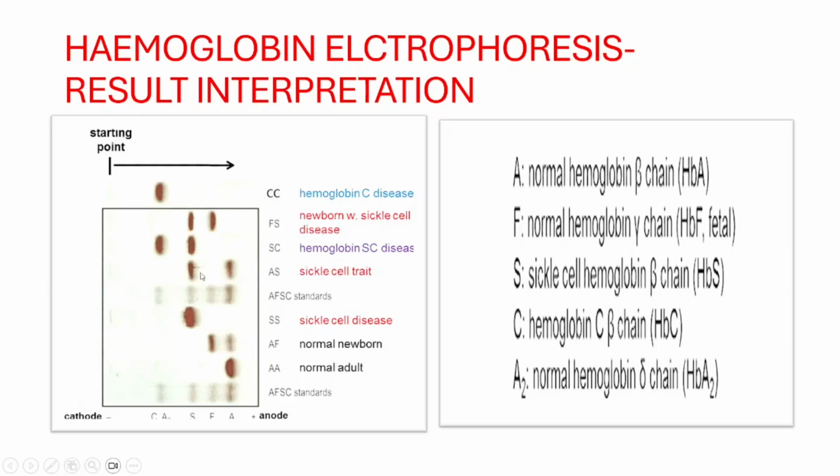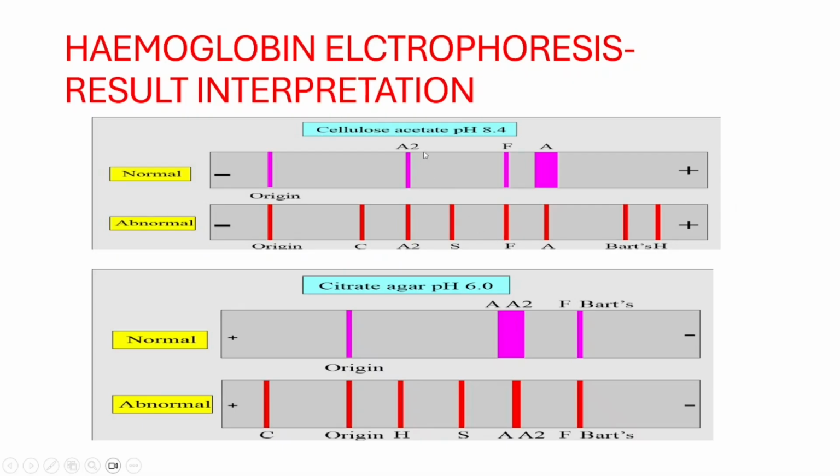The sickle cell trait, it's a carrier. So adult and sickle cell hemoglobin will be there. This is HbSC disease. In HbSC disease, of course, S and C will be there. F for fetal and sickle also. Hemoglobin C disease, only C. These are examples of cellulose acetate gel with pH 8.4 and citrate agar with pH 6. In cellulose acetate, pH 8.4, it's moving from negative to positive. This is the normal pattern, this is an abnormal pattern.